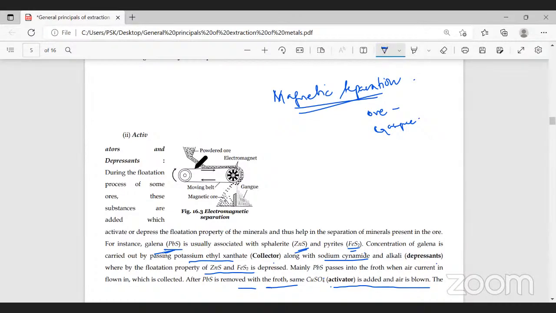Now, powdered ore you put and you switch on the current. What happens? The belt carries the ore. When the ore is put, magnetic ores will fall very close to the magnet. You can see the magnetic ore falls very close. The impurities will fall away from the ore. So when most of the impurities are removed, this concentrated ore will contain metal with a higher percentage. This process is called magnetic-based separation.